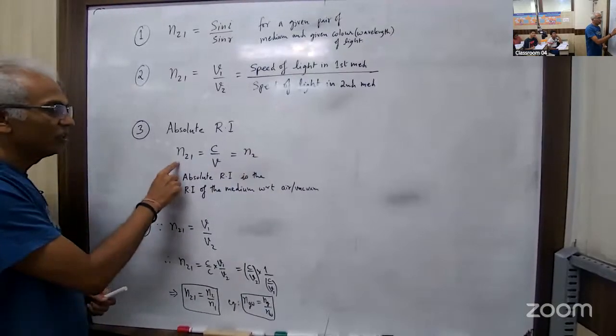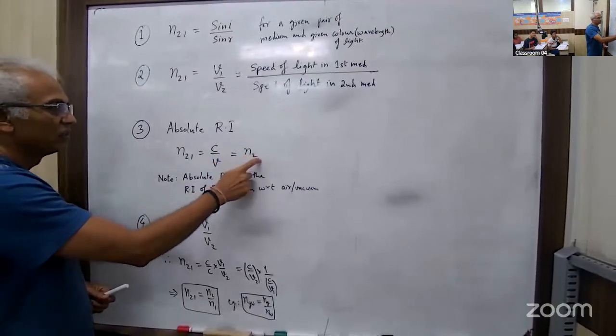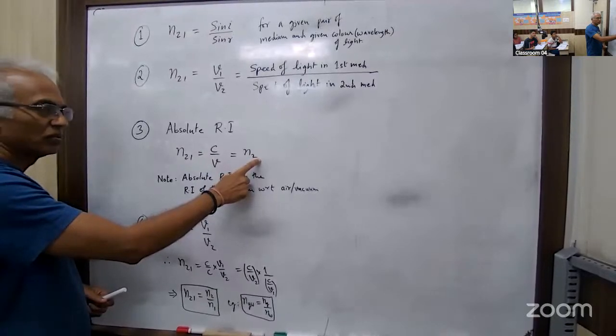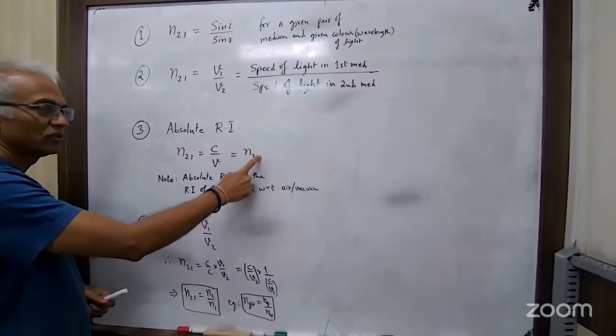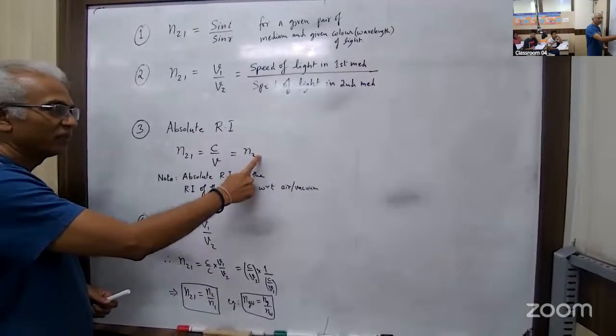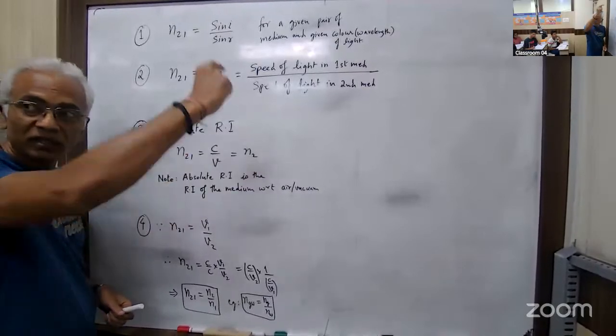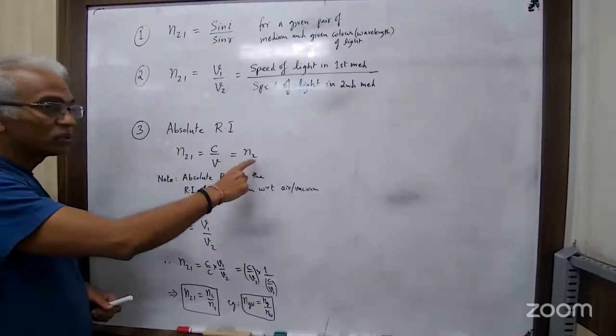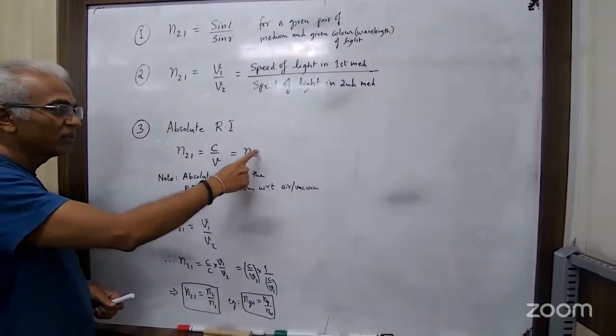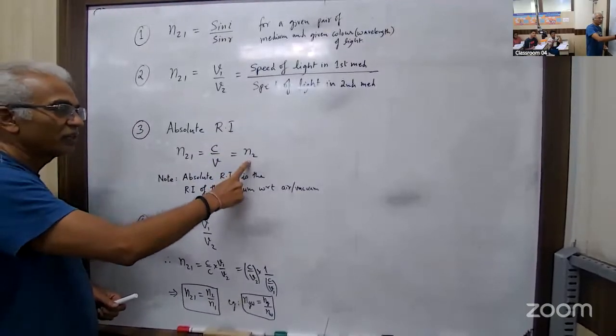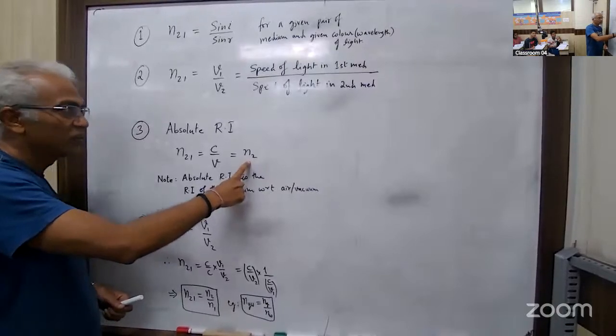Then we don't specify the first medium. Generally we specify the second medium and the first medium also, which is the incident medium. But when we don't specify the incident medium, that means it is the absolute refractive index of the second medium with respect to air.